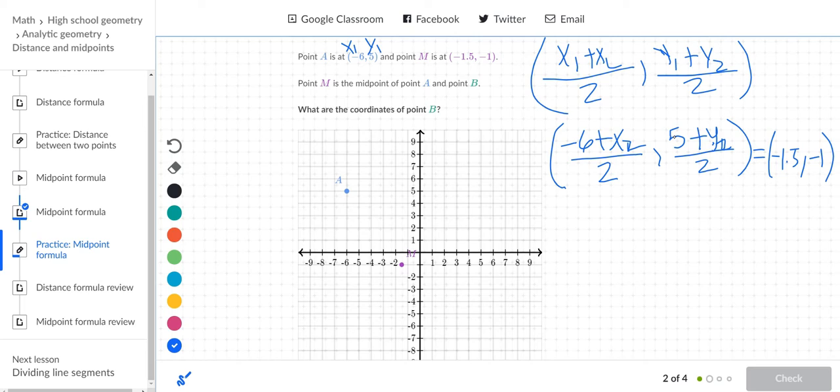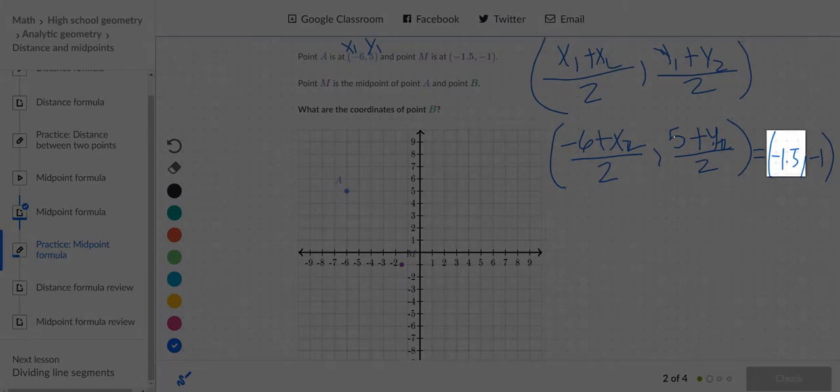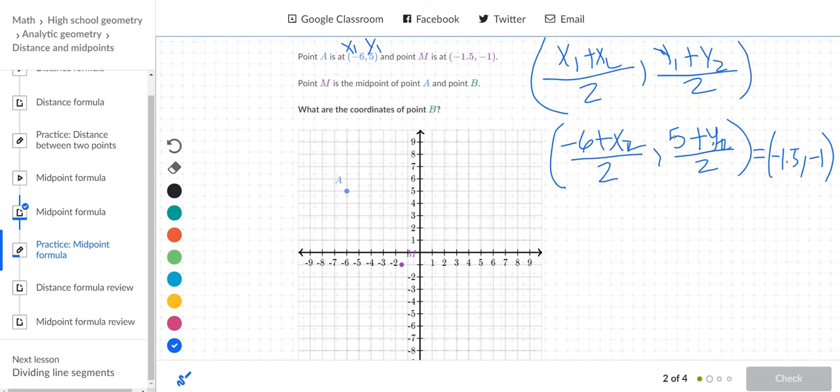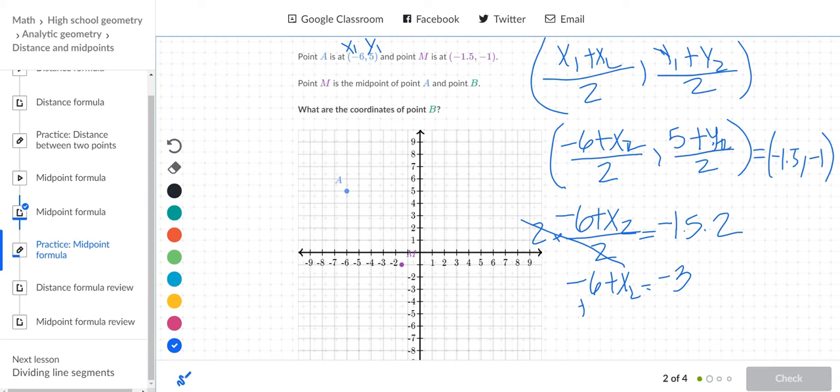So I want this to become negative 1.5. Negative 6 plus what, divided by 2, will give me negative 1.5? That's what I need to figure out. So the easiest way to do that is to make an equation to solve and figure out what this has to be to equal negative 1.5. So now I have an algebra problem where I'm going to try to get the x2 by itself. So I'm going to multiply both sides by 2 to get the x2 by itself. So I get negative 6 plus x2 equals, this becomes negative 3. Add 6 to both sides.